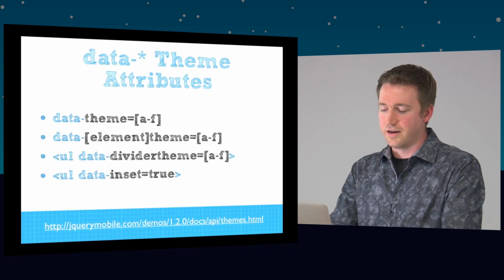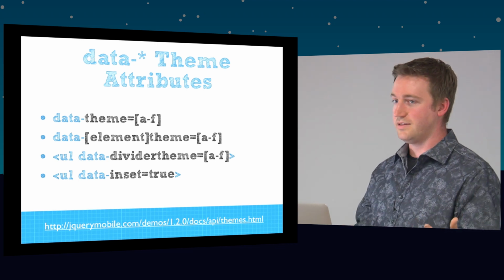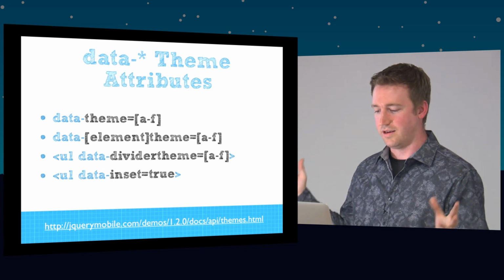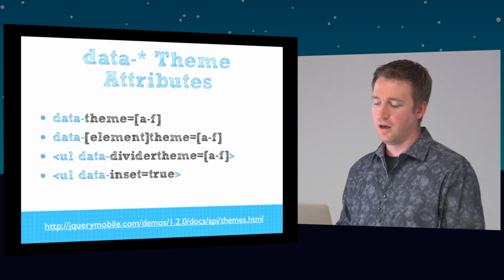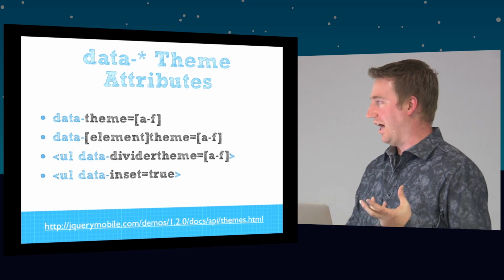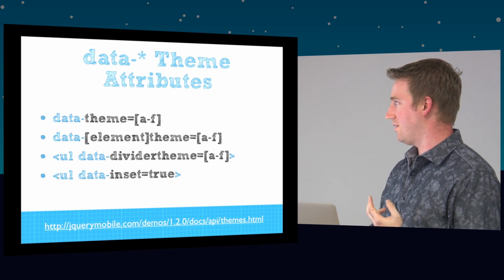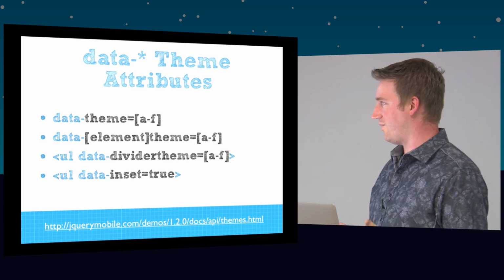So theming, this is what I was starting to talk about earlier. Basically just do data-theme equals A, B, C, D, E, F, or whatever. You can keep building your own themes if you want to. You can actually add element themes, so like divider theme. I think there's like a list view theme, but I don't know. To me, those are kind of hard to remember.